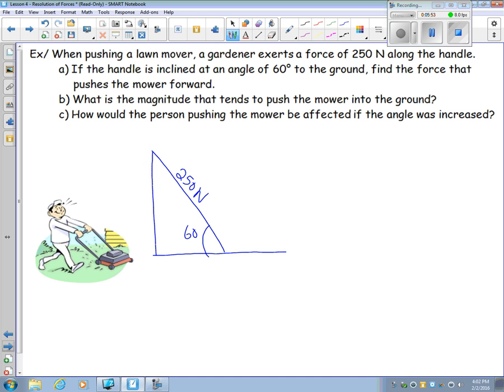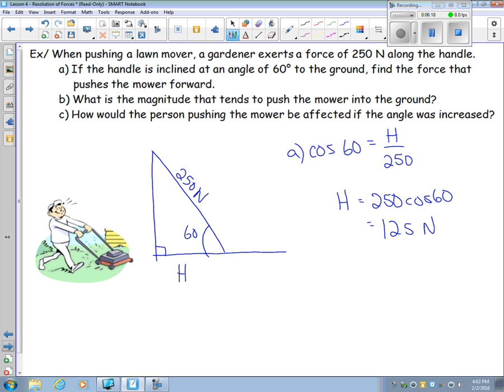So if I turn to a right triangle, my forward force would be the horizontal one, right? Okay, based on that, we're doing a cos question. We've got an adjacent, that's the horizontal force, and we got our hypotenuse, that's our 250. We're going to cross multiply 250 times the cos of 60. That's going to come out to 125 newtons. Okay, half of our energy is pushing this mower forward, right? Half of the 250.